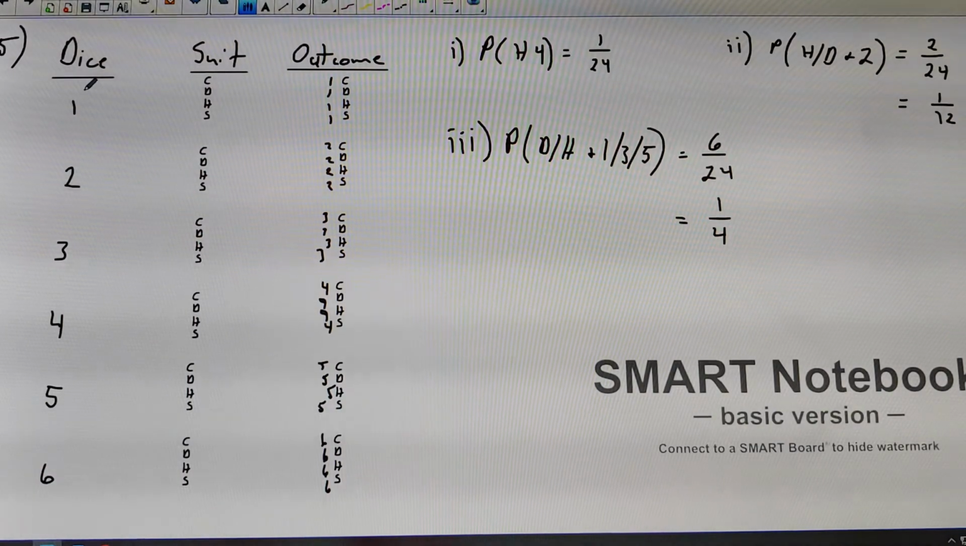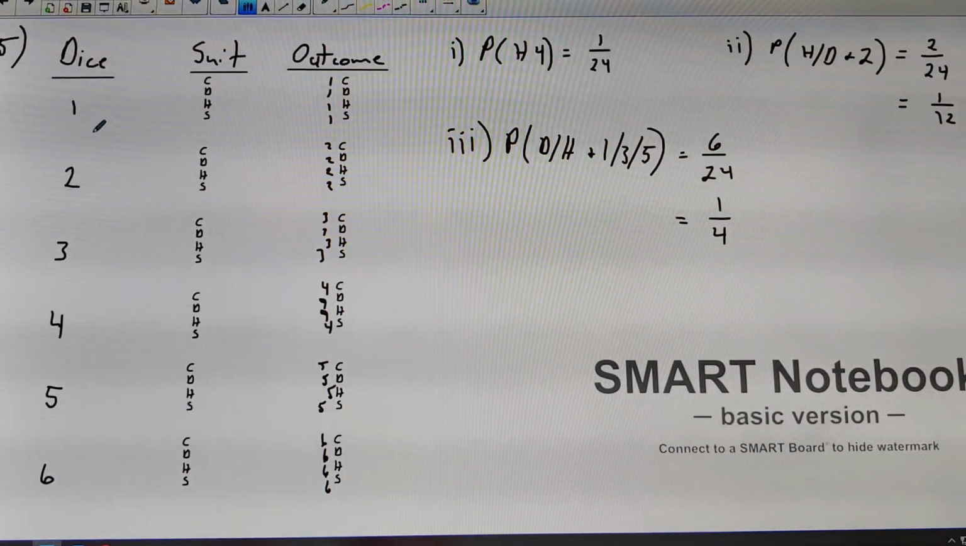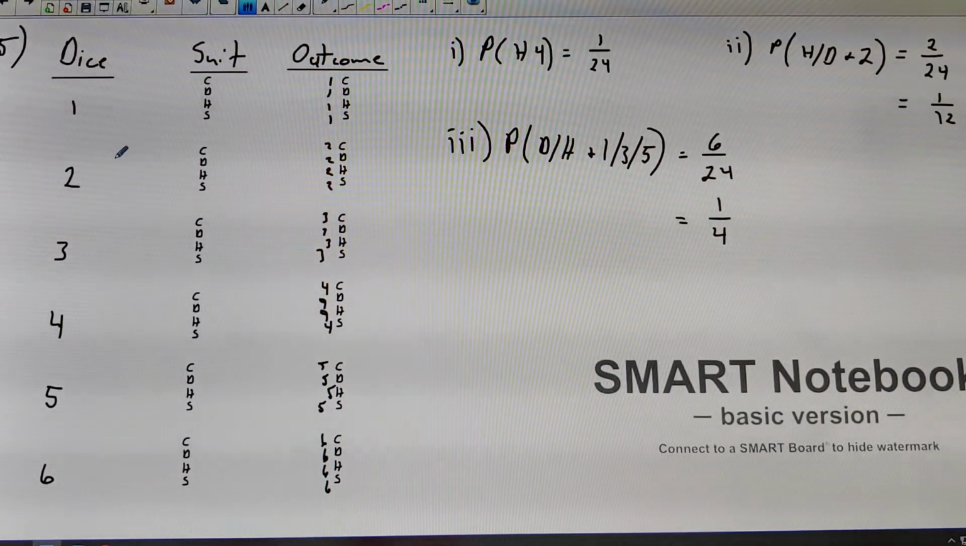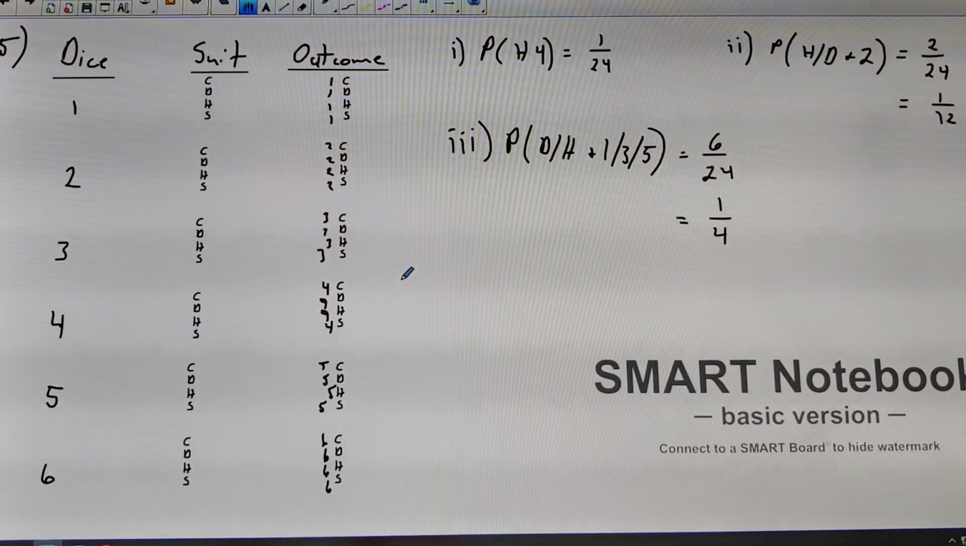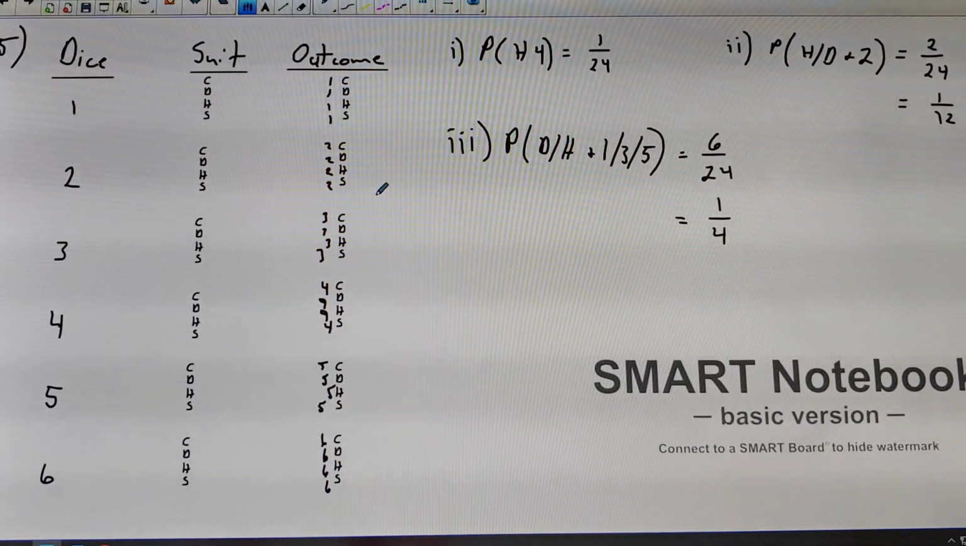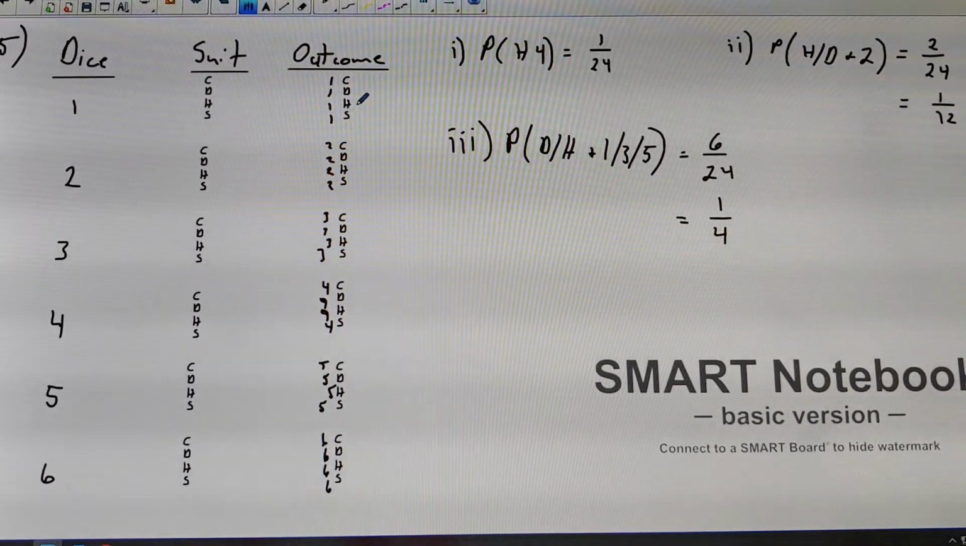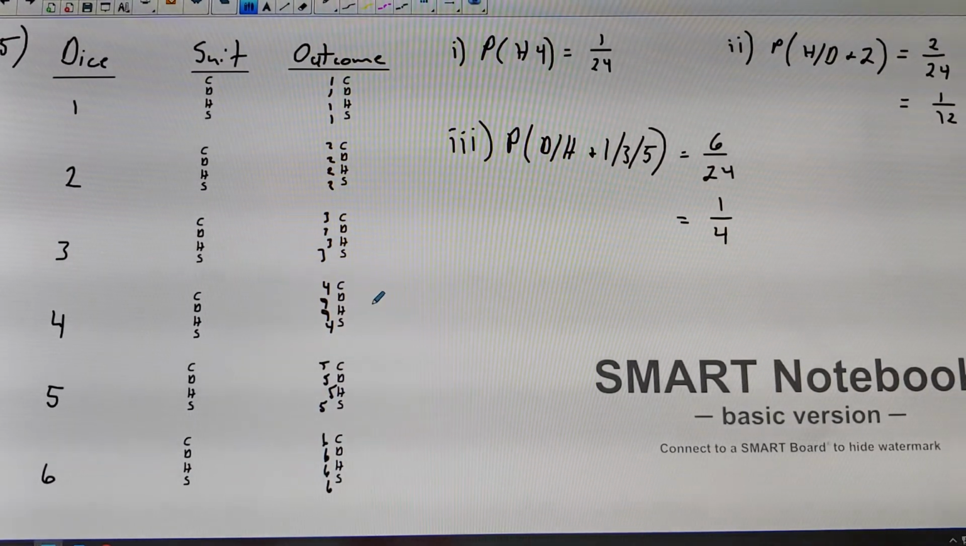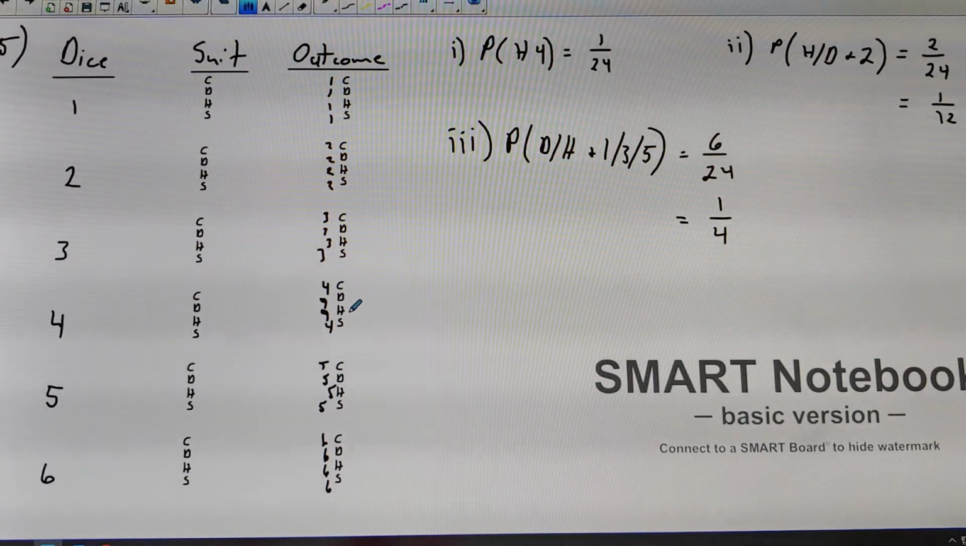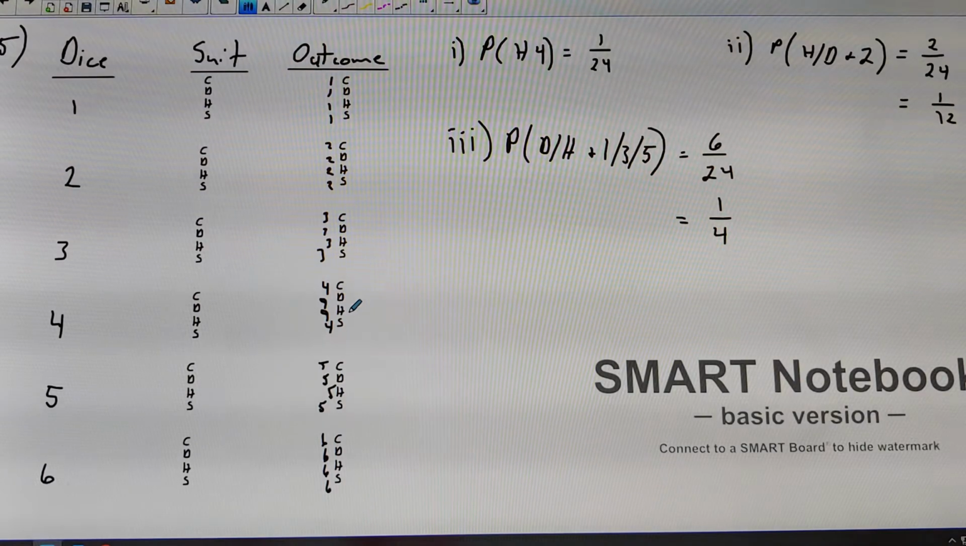Okay, so again, 2 events, the dice and the suit. So you see 1, clubs, diamonds, hearts, spades, 2, clubs, diamonds, hearts, spades, and then the outcomes for each. Okay, so the first one asks for a probability of a heads and a 4. Well, there's only one of those, which would be heads and 4 right here, that guy. Okay, and that's the only one out of all 24 of them.